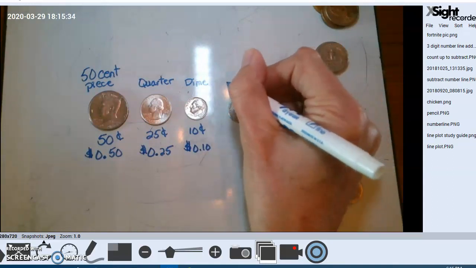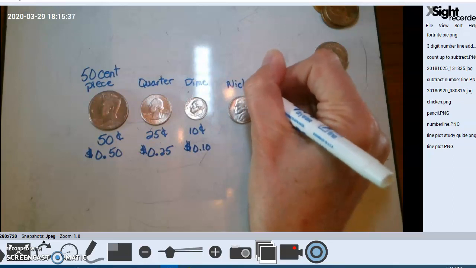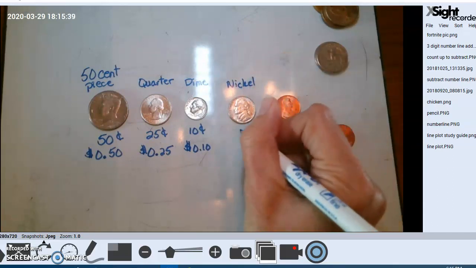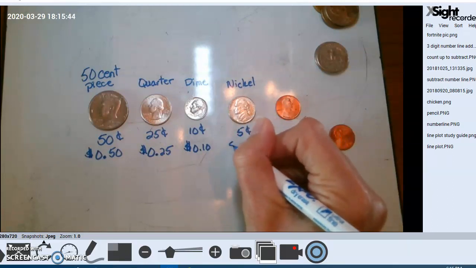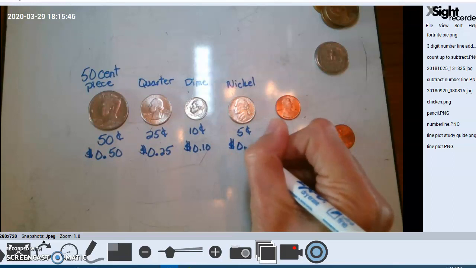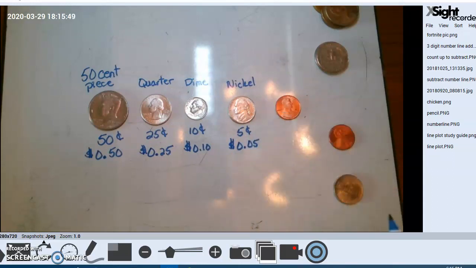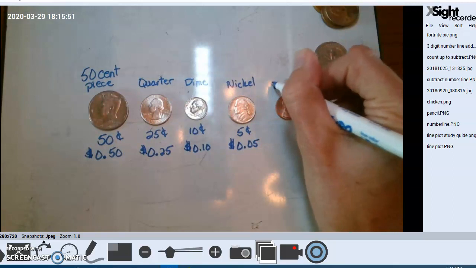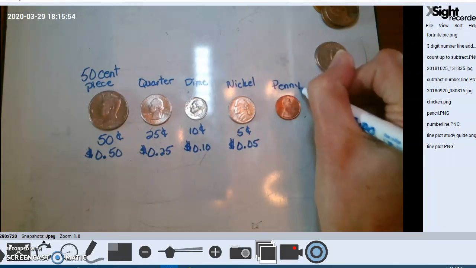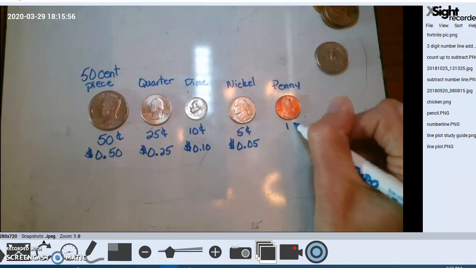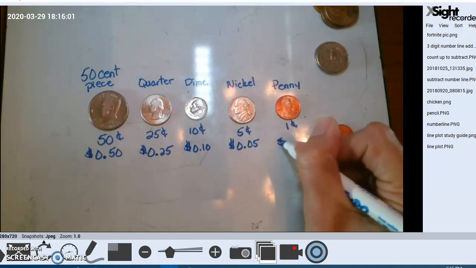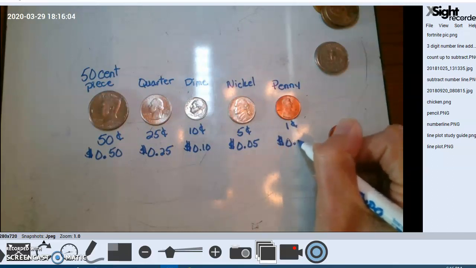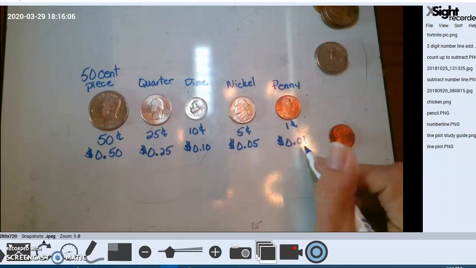This is a nickel. And a nickel is worth 5 cents. I can also write that using the $, with a decimal. And then the penny. 1 cent for the penny. $, 0, decimal, 0, 1. And I have got to have that decimal and then 0, 1.